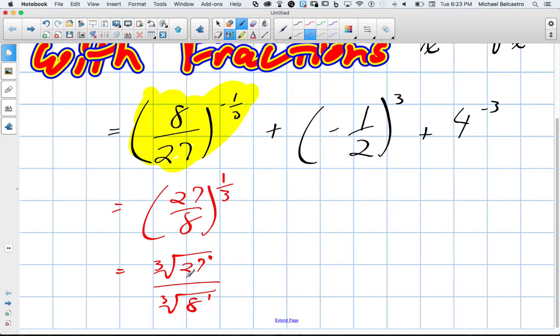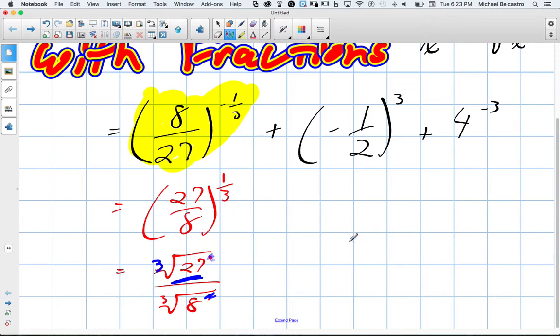What's 27 to the power of 1? What's anything to the power of 1? Can you think of it? Like 5 to the power of 1, 2 to the power of 1? Just itself. Yeah, it's just itself. It doesn't change. So these powers of 1 are redundant. We don't need to write them in. So essentially, we need the third root of 27.